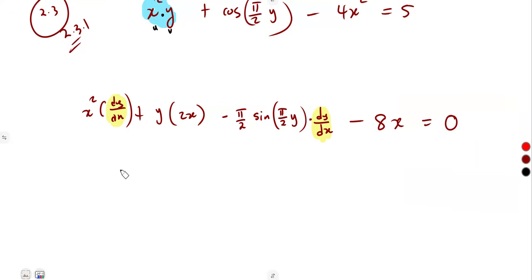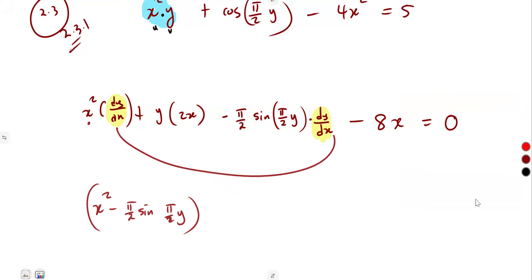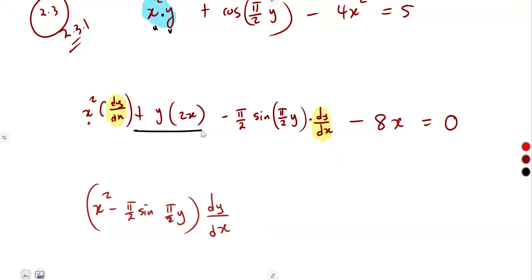By factoring out dy/dx, you are going to remain with x squared here, and here you're going to remain with minus pi over 2, the sine of pi over 2y like this. You have factored out dy/dx on these two terms. So meaning to say, you are going to remain with y times 2x, that's 2xy, and minus 8x. That is equal to 0. All right, so that is it.